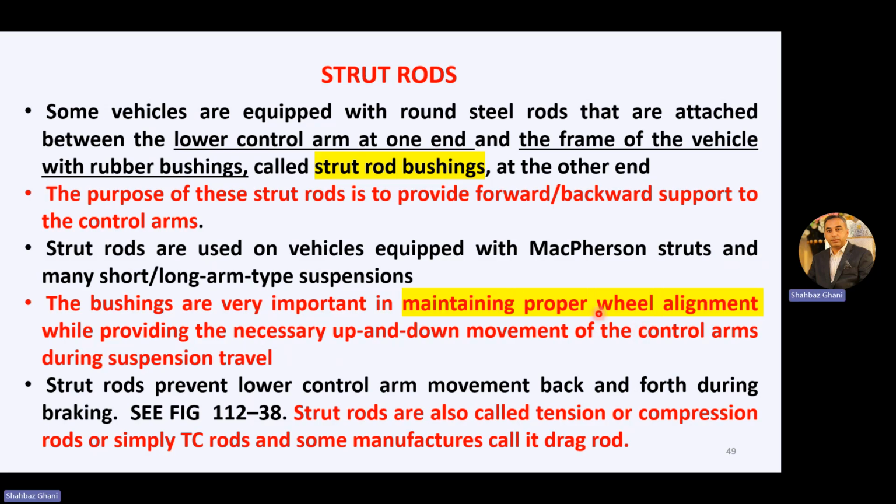Now, the third part is the strut rod component of the suspension system. Some vehicles are equipped with round steel rods that are attached between the lower control arm at one end and the frame of the vehicle with a rubber bushing, called the strut rod bushing, at the other end. So basically it's a rod attached to your lower control arm at one end and to the frame of the body at the other end, with a rubber bushing for dampening of the noise and vibrations.